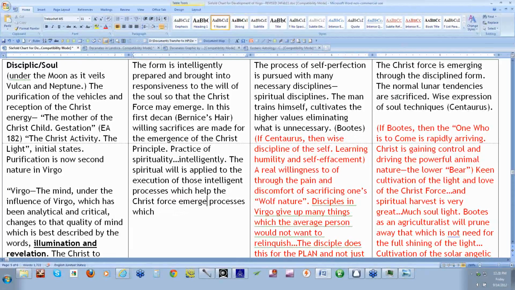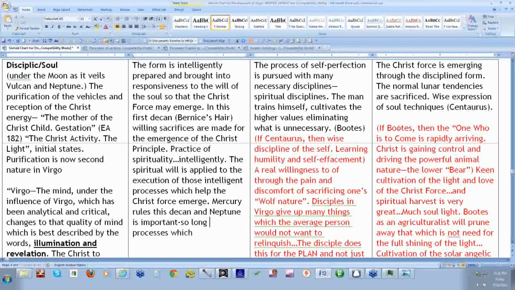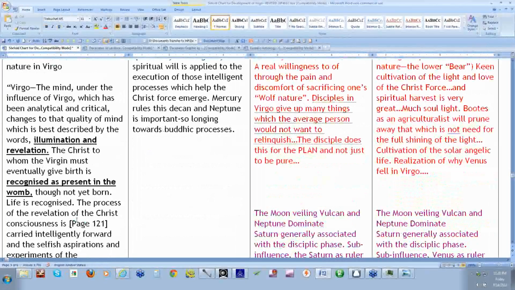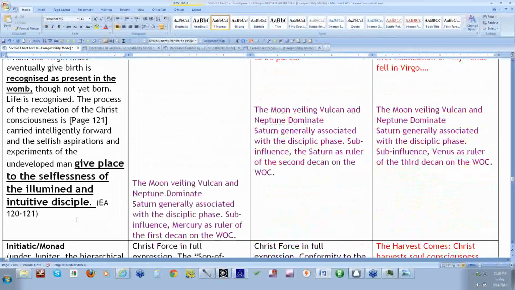Let's see. Mercury is the ruler of the decanate. Okay. Mercury rules this decan, and Neptune is important. So longing towards Buddhic processes, because when you combine Neptune and Mercury, you are getting the Buddhic plane. So this is the growth of intuitive mind. As we saw, Virgo becomes increasingly intuitive. I think it says so down here. Yes, the illumined and intuitive disciple.